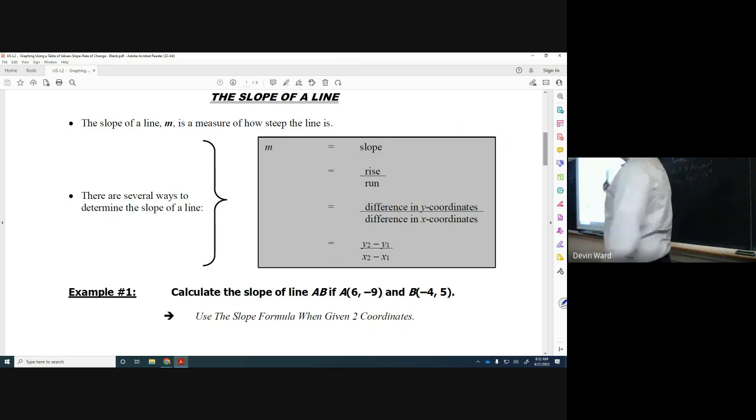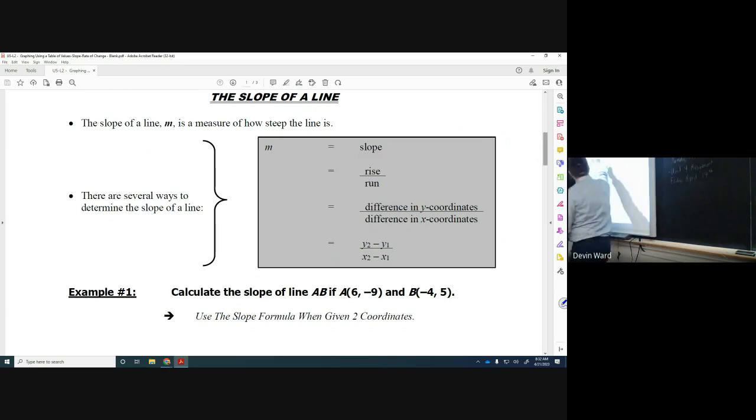Sorry. Okay, so slope of a line. The slope of a line is represented by m. Why is it represented by m?